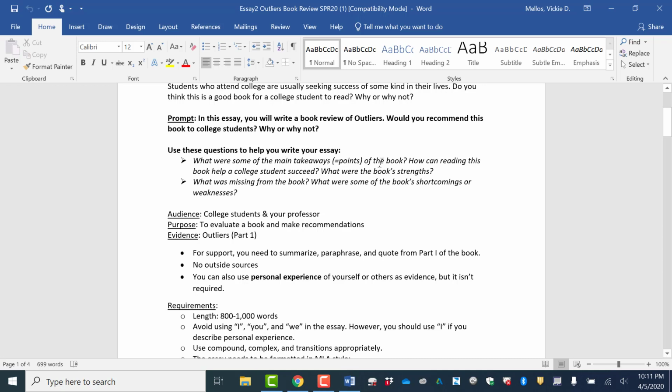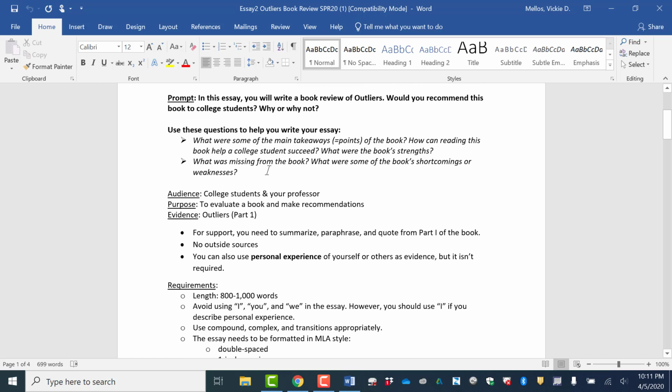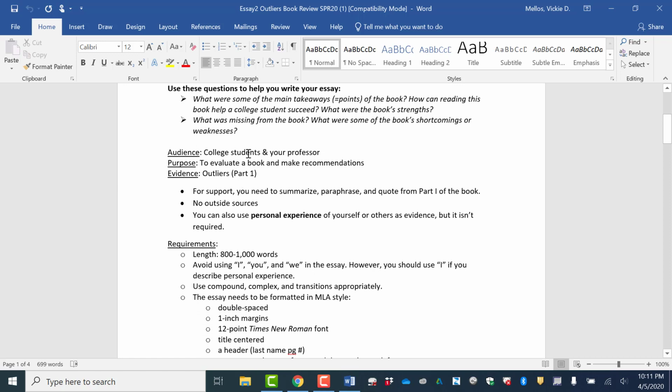What were some of the main takeaways or points of the book? How can reading this book help a college student succeed? What were the book's strengths? What was good about it? What was missing from the book? What were some of the book's shortcomings or weaknesses? Your audience are your peers and me. You want to evaluate the book and make recommendations.